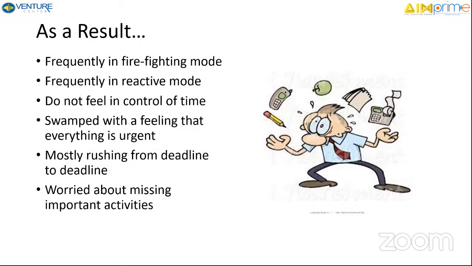The result of all this is we find many times we are firefighting and reacting to situations. Many times we feel we are not really in control of our time. Events are driving us instead of us driving events. Some of us may feel swamped with a feeling that everything seems to be urgent. Don't know what to do and how to prioritize. This is always a question. We find ourselves many times rushing from deadline to deadline and worried and stressed about missing important activities.